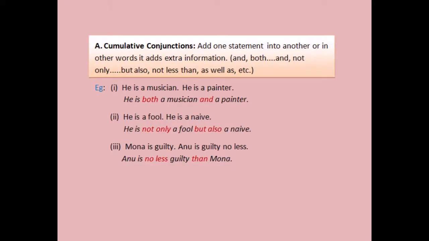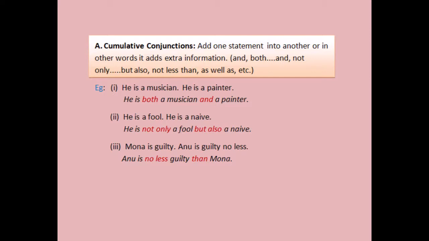Number B is adversative conjunctions. Adversative here means difference or opposite meaning. And adversative conjunctions, also known as contrasting conjunctions, are used to express opposition or contrast between two statements. In the bracket are some adversative conjunctions.